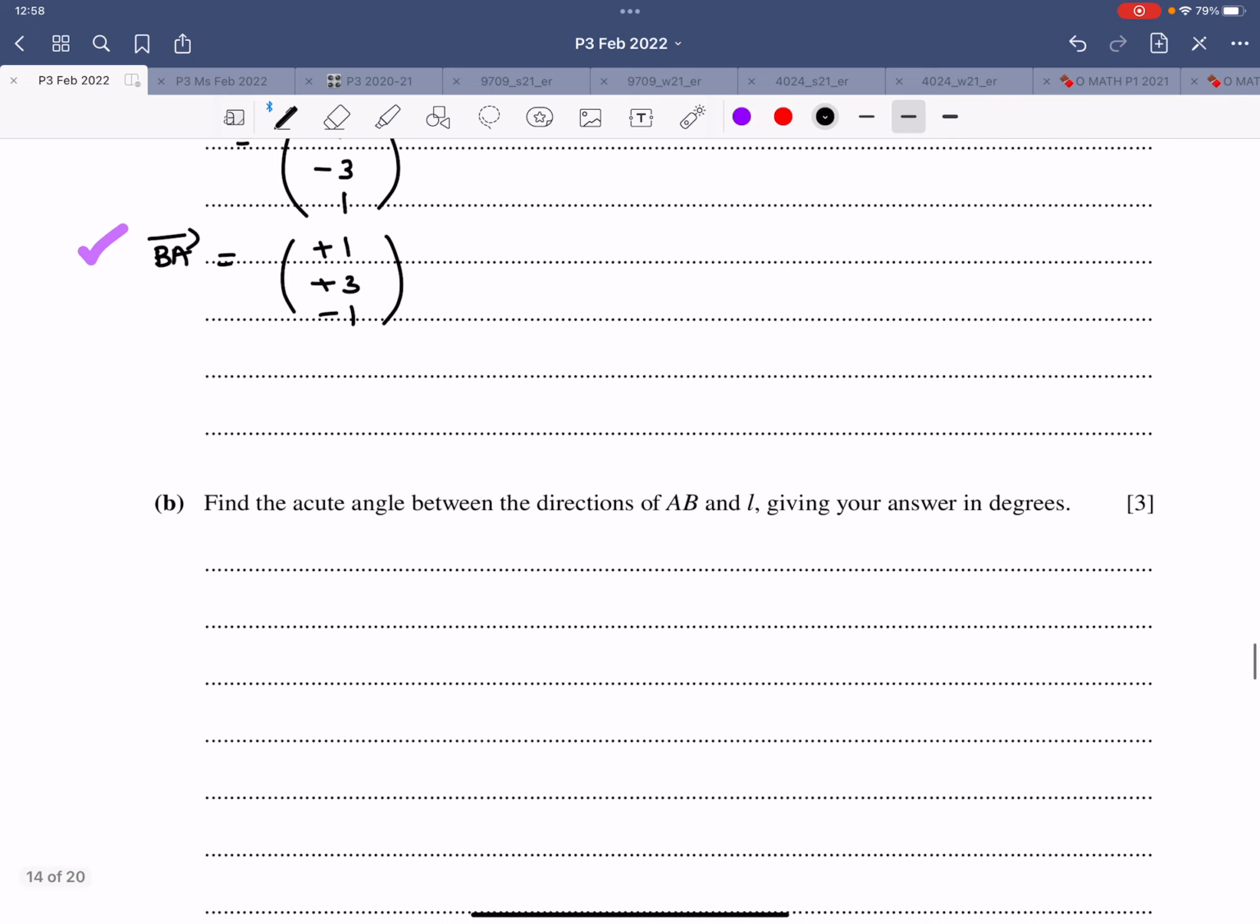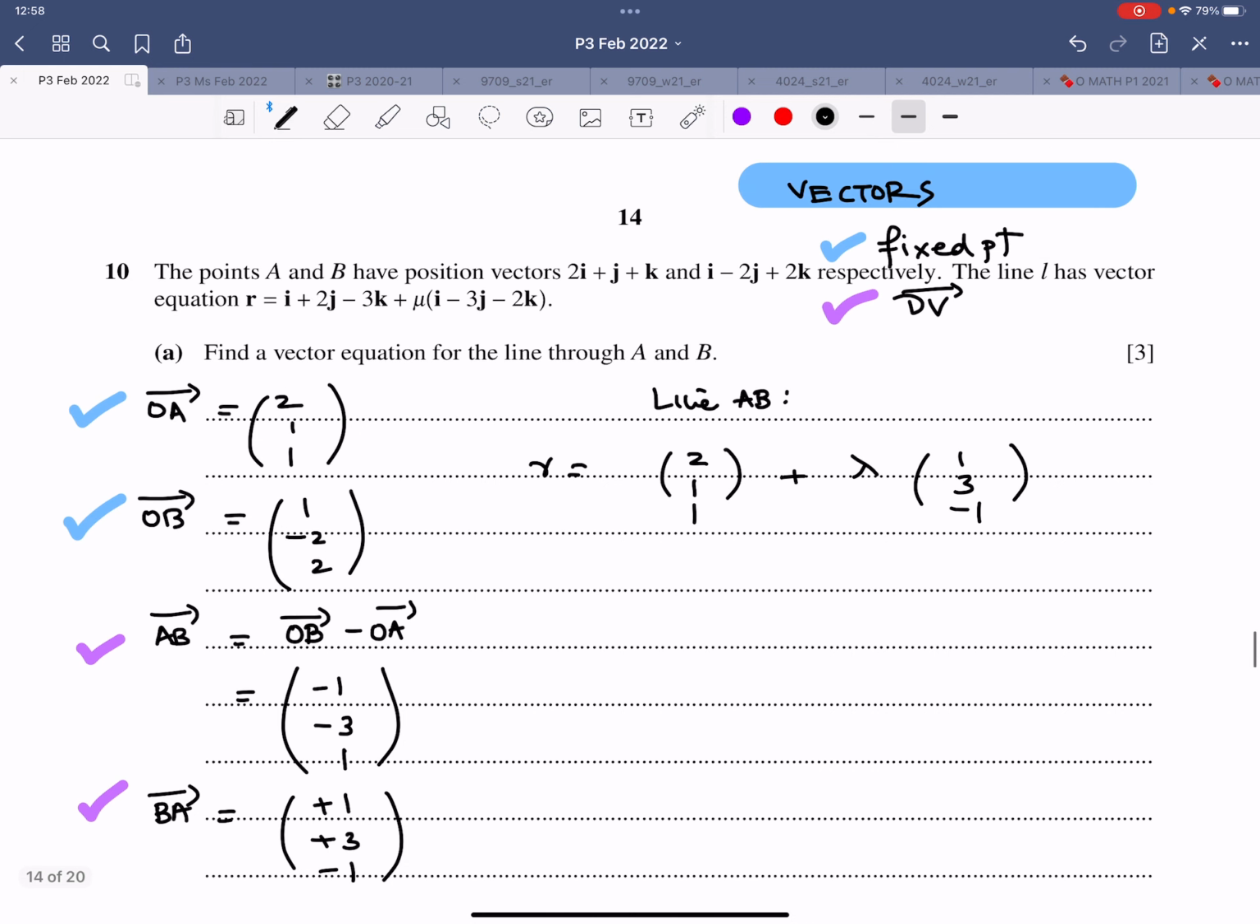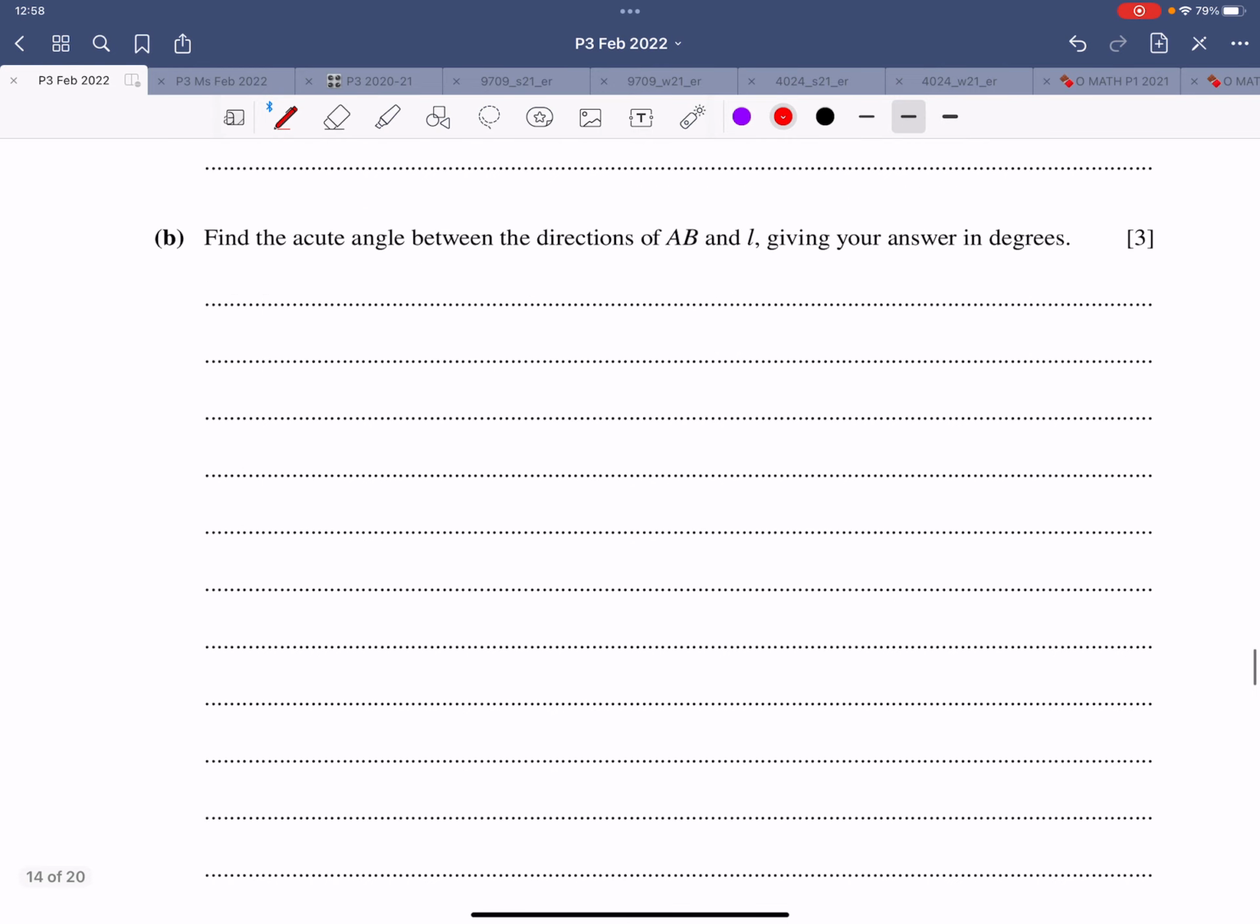Find the acute angle between the direction of AB. What is the direction vector of AB? That is this: 1, 3, minus 1.